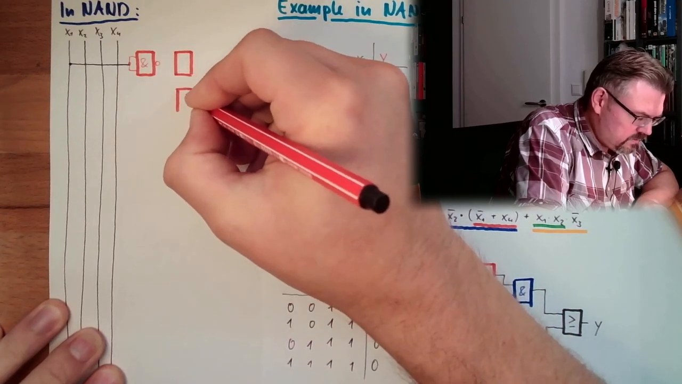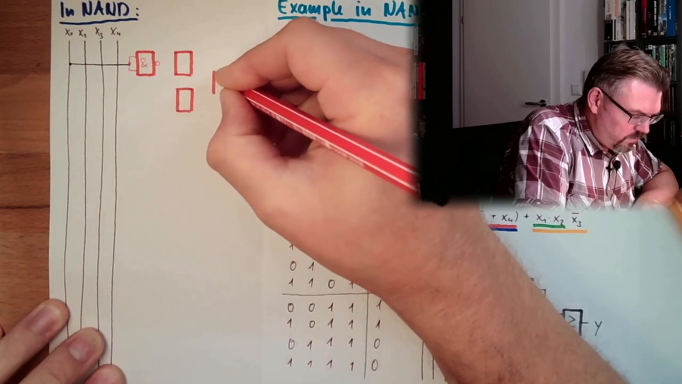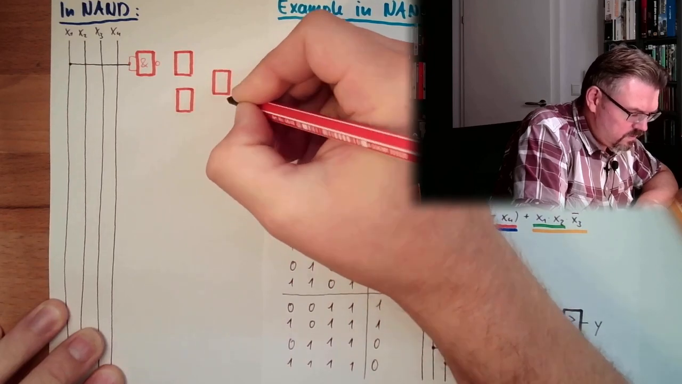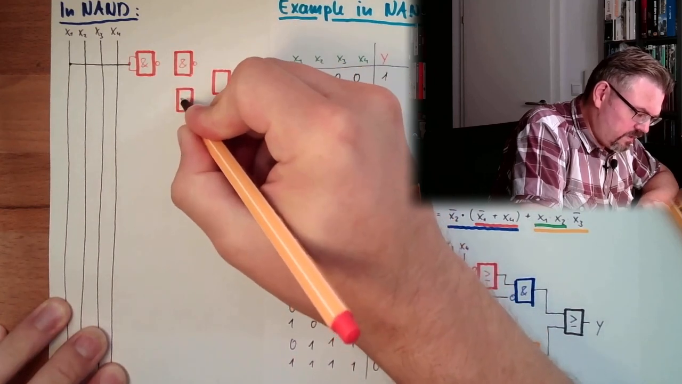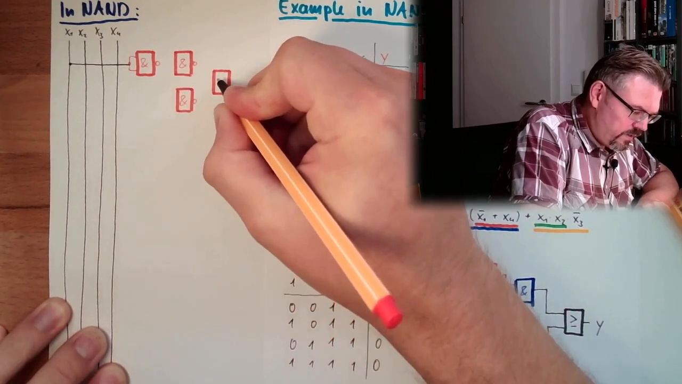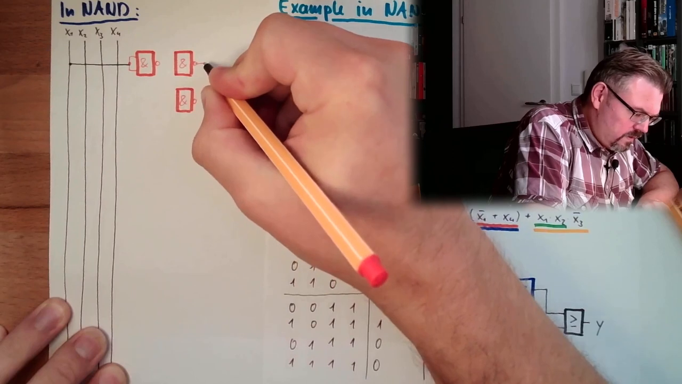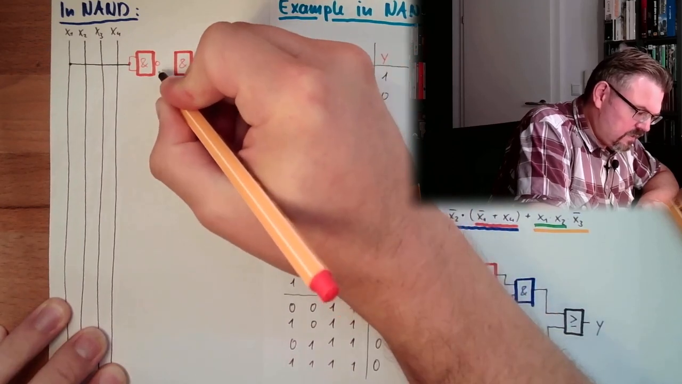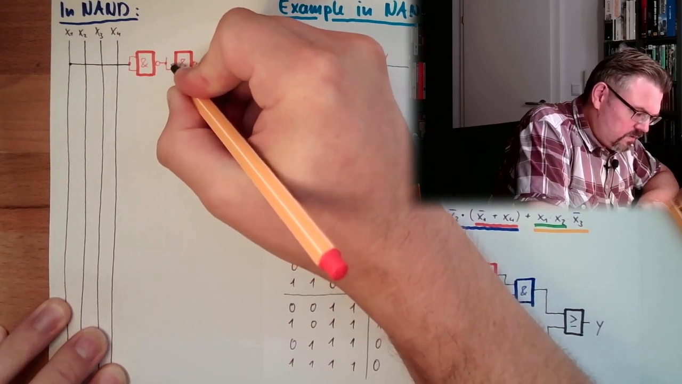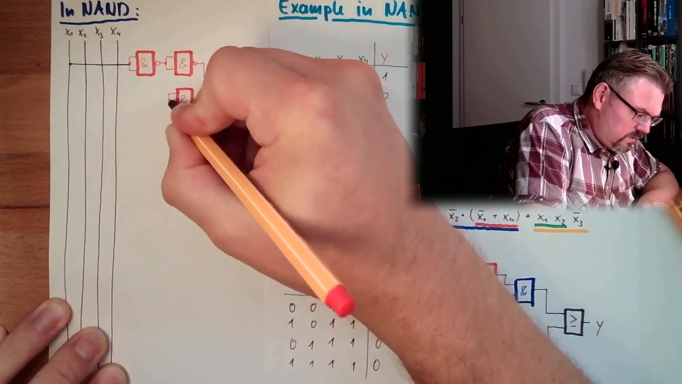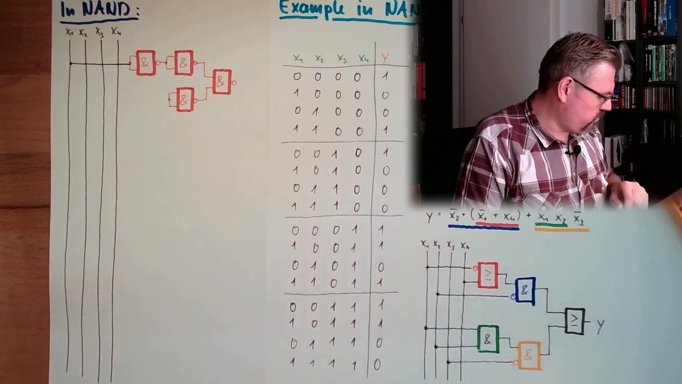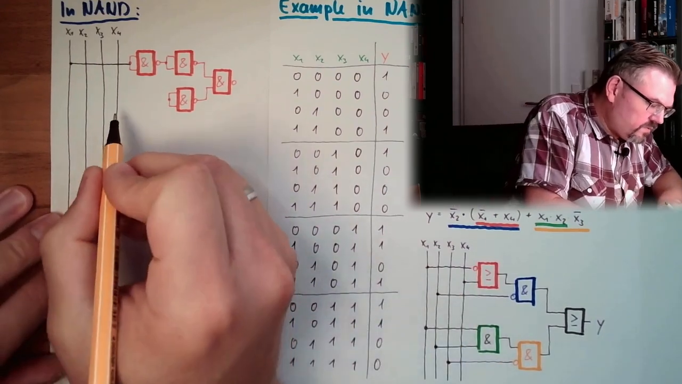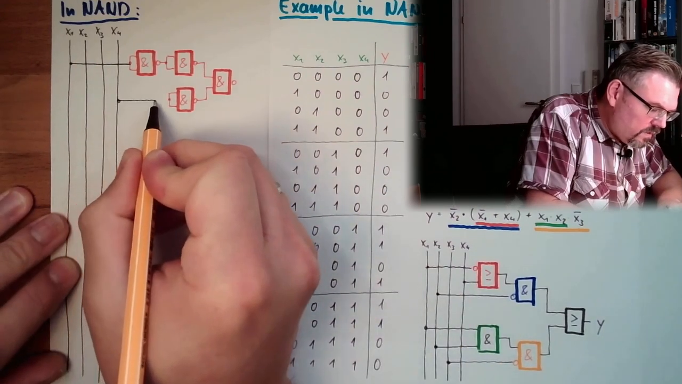Two elements, and the third element here. These are, of course, NANDs, because it's the only element we are using right now. This is a node. This is also a node. And from where does this come, the second input? It comes from X4. So from X4, draw it here.